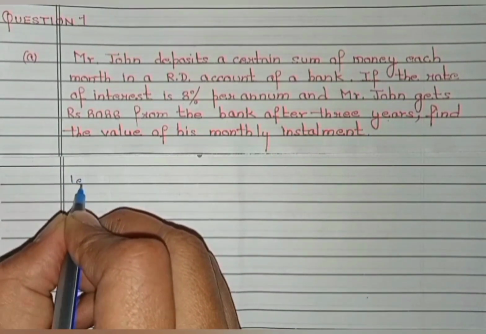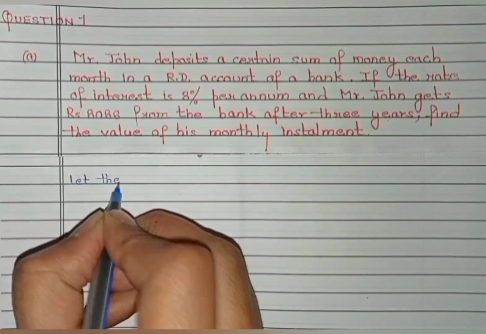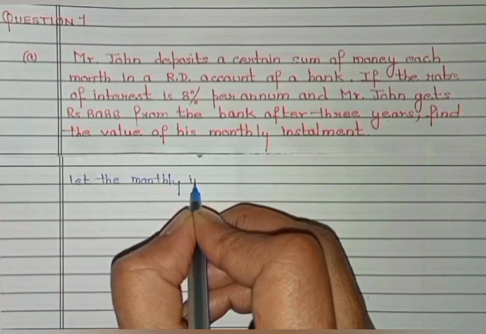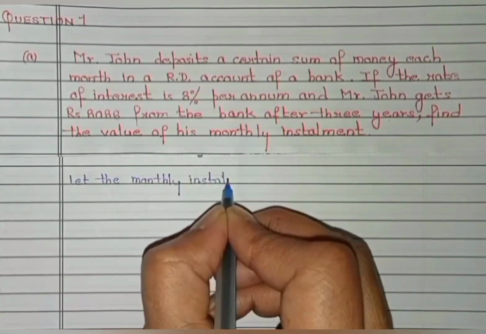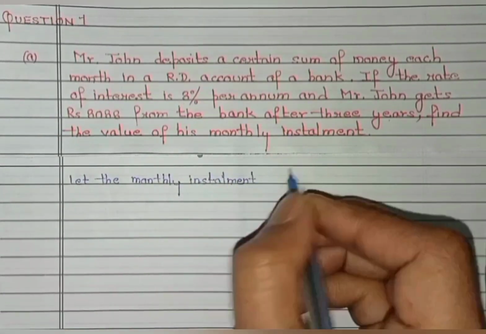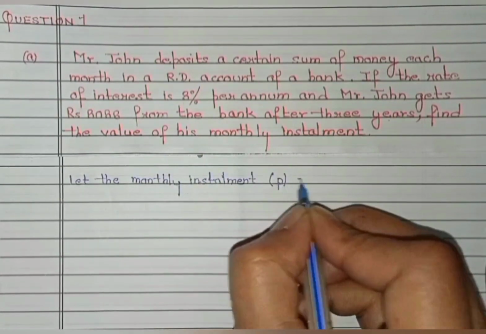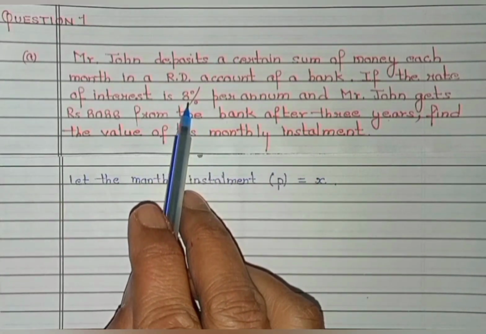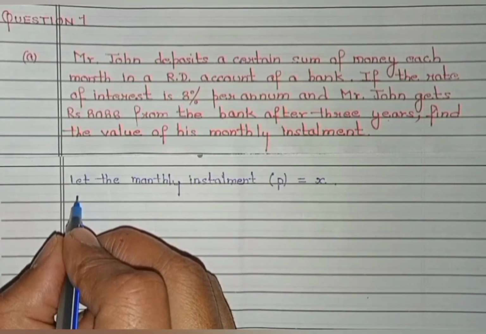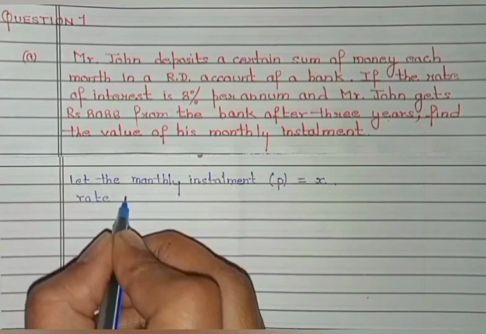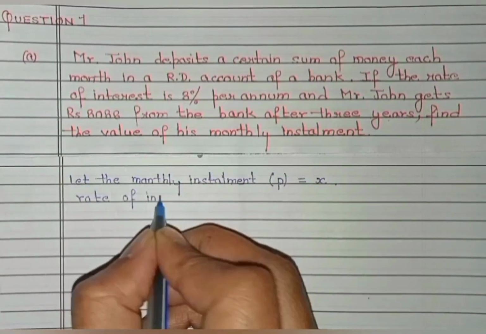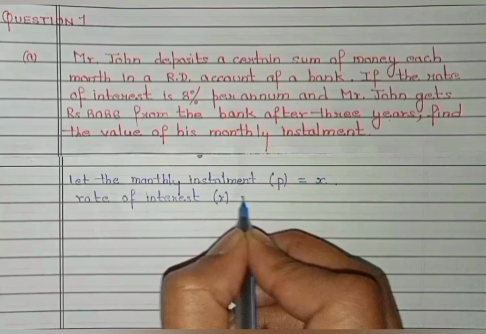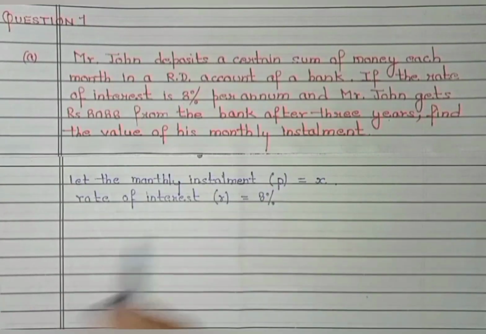So we will consider, let the monthly installment, which is represented by P, be equal to x. Then you can see in the question they have given you the rate of interest. So the rate of interest, which we represent by R, is given as 8%.